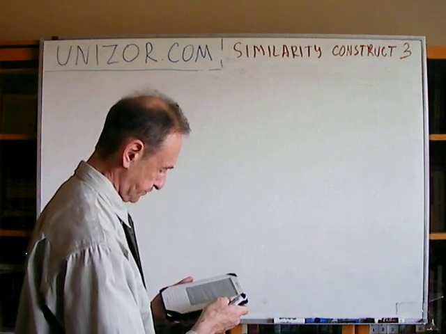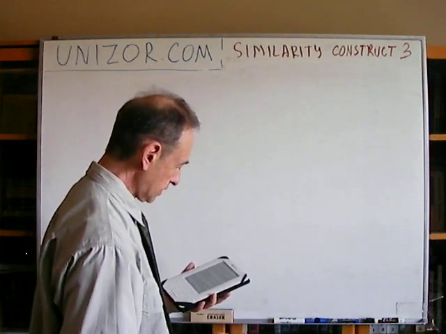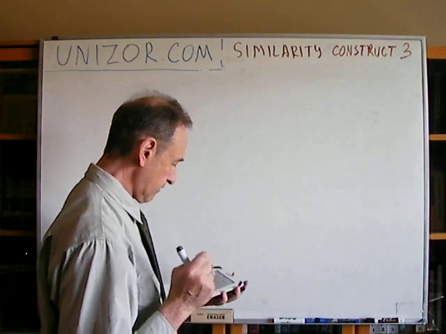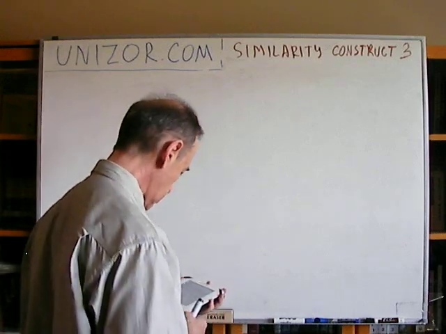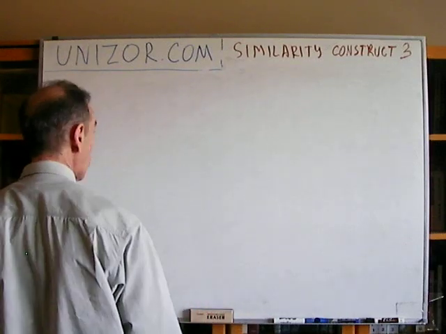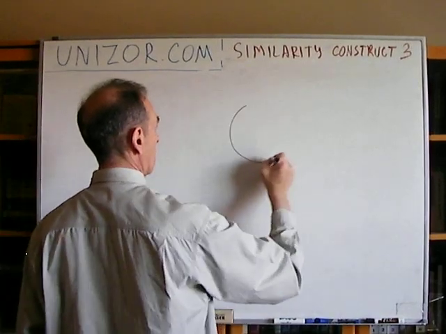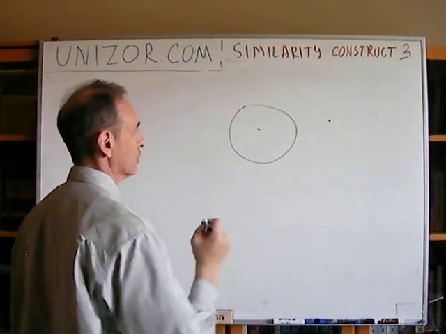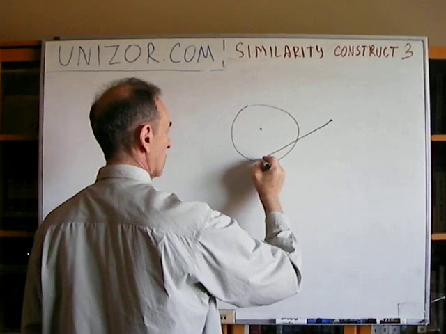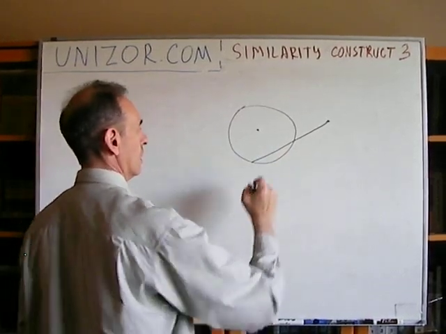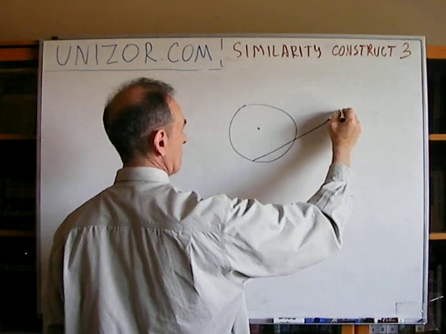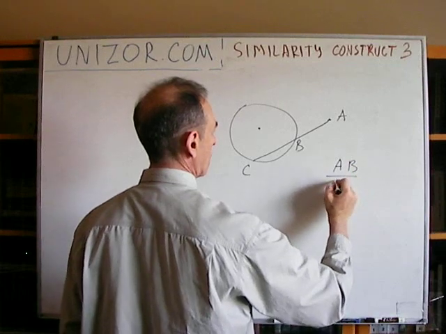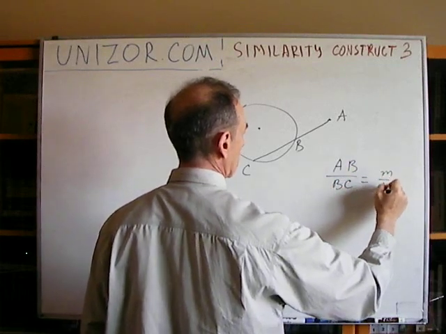Okay, next. Construct a secant from a given point to a given circle that is divided by the circle in a given ratio. Okay, so very similar, but now you have a point. So what you have to do is draw a secant in such a way that AB over BC is equal to M over N.